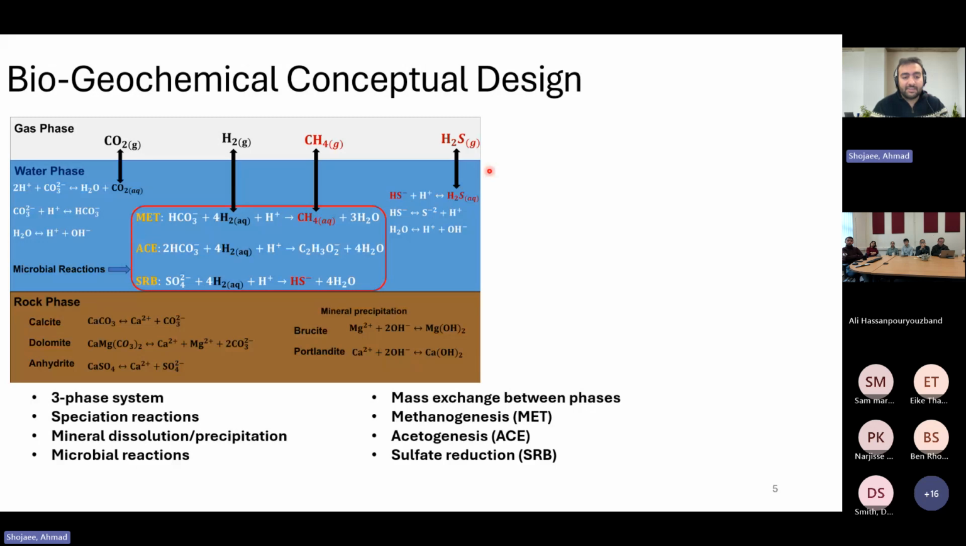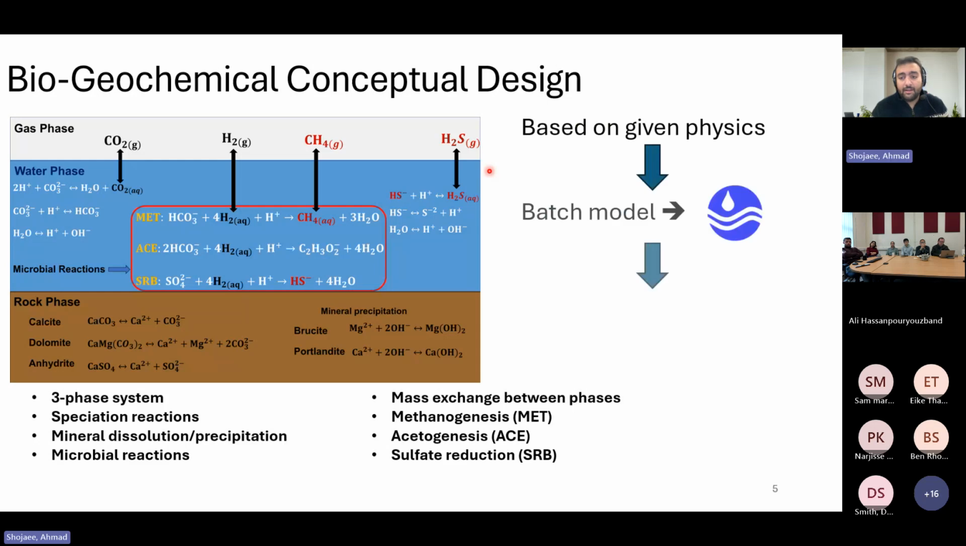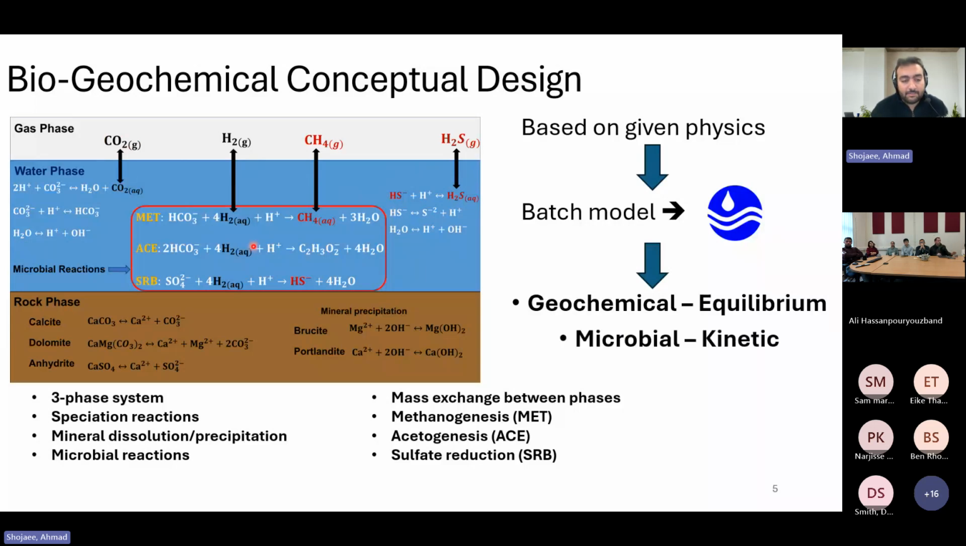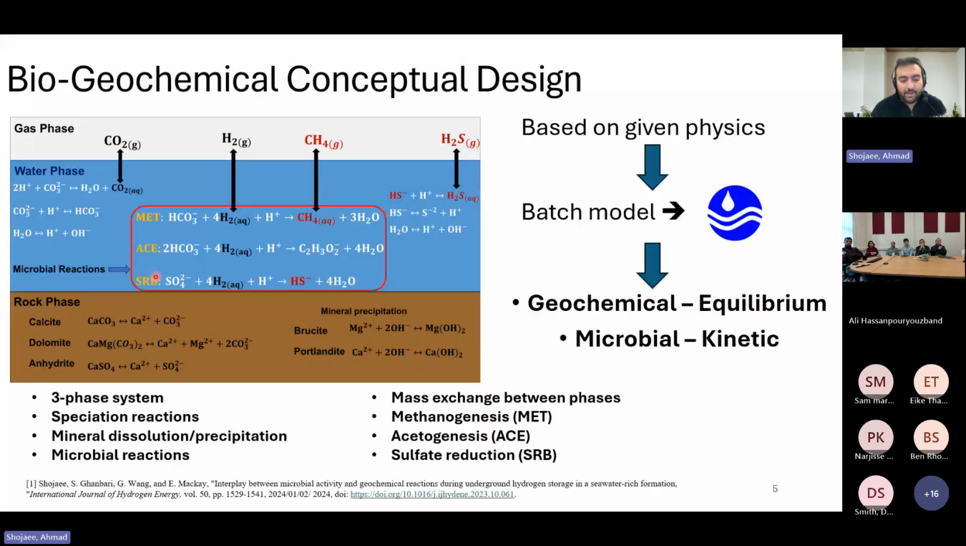Based on this conceptual model, these reactions, and the interaction between phases, I have built a model in Frixy software. Frixy is a geochemical software, and it is assumed that all geochemical reactions are in equilibrium. I mean, rock dissolution and precipitation are in equilibrium. These speciation reactions are in equilibrium. Gas dissolution in the water phase and, vice versa, gas exsolution in the gas phase are in equilibrium. And these microbial reactions, methanogenesis, acetogenesis, and sulfate reduction, are controlled by a rate model. You can find more details about this study in this paper.